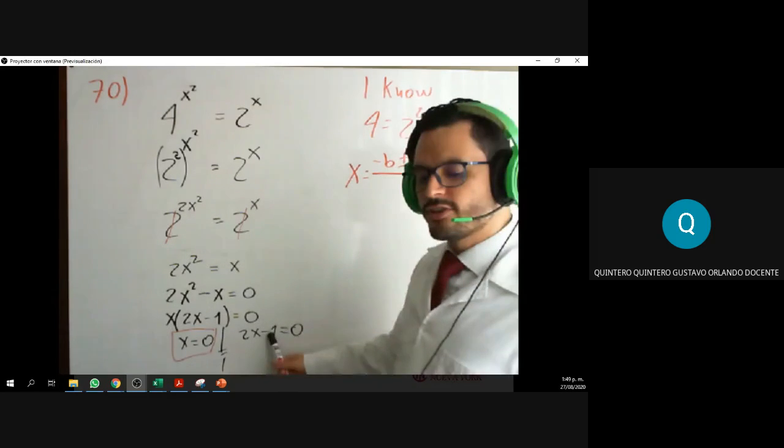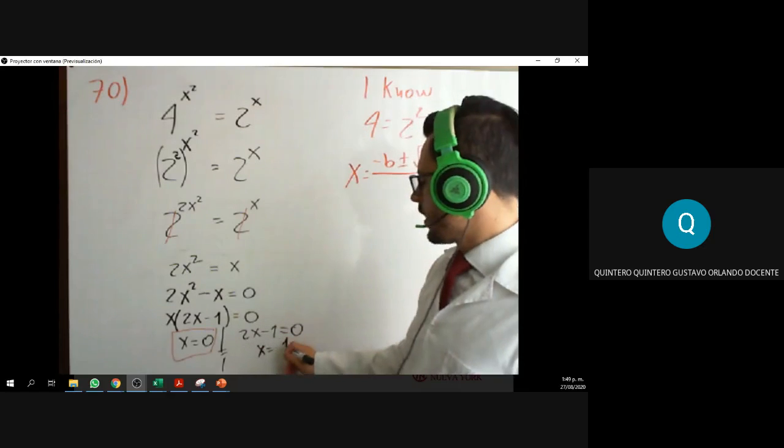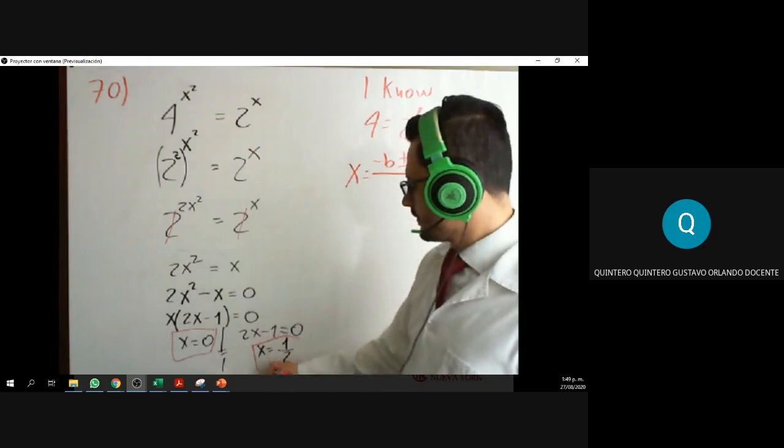How did you find the other solution from here? Simply isolate, right? This is x equals 1/2. And now we have both solutions.